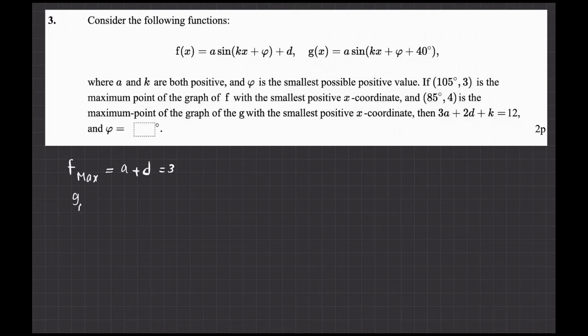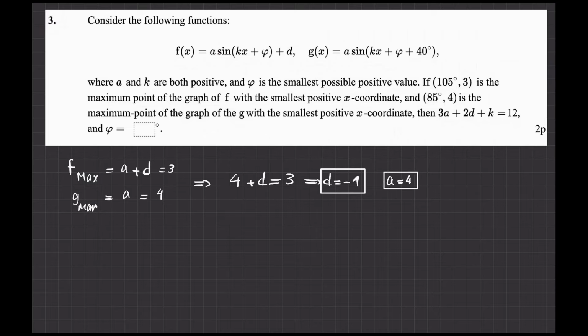G max is equal to, I have to put 1 instead of sine to maximize g, so the maximum of g is simply a on the one hand, and according to the information in the problem, it is simply 4. Okay, so then I can see that instead of a, I put 4 plus d is equal to 3, so then it means that d is indeed minus 1, and a is also 4.